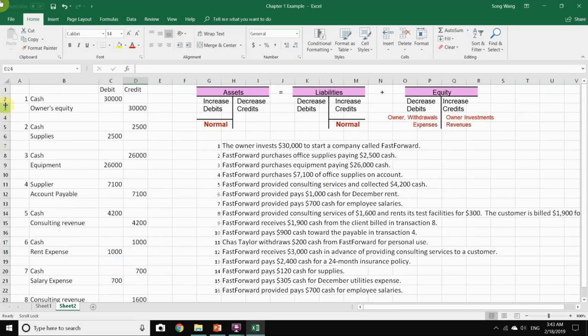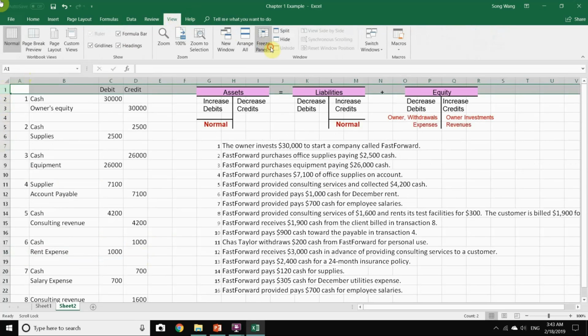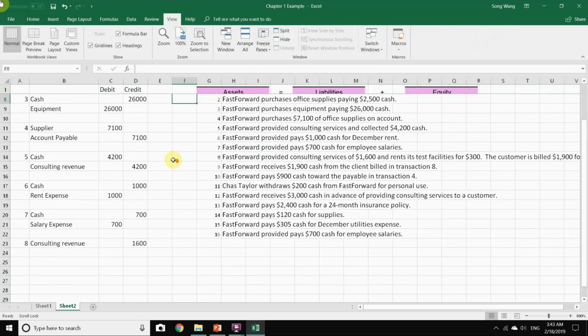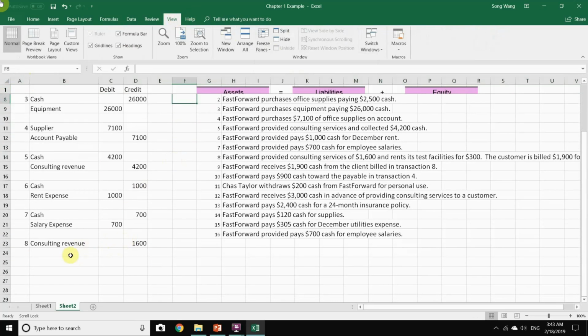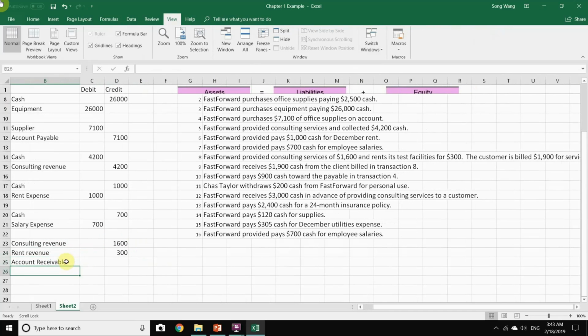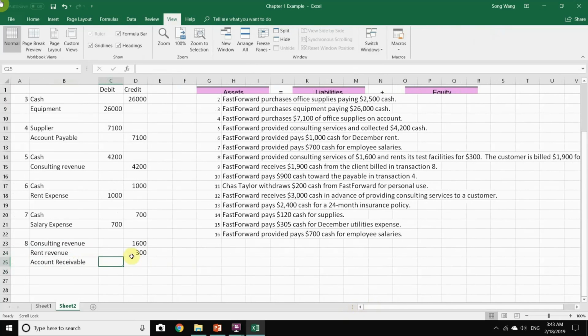All right, so now let me do this. Let me just lock the first row. Okay, so when I drag it down, it always stay there. And then you also have a rent revenue. The rent revenue is a 300, but you do not get paid 100% in cash. Instead, you will have an account receivable being recorded, and that is basically the total of the two. I use a sum. Number 9.